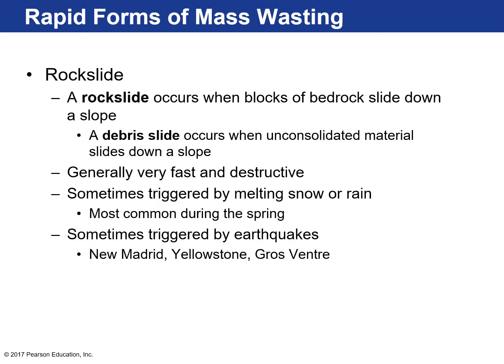Okay, rockslide is another fast form of mass wasting. These are dramatic, okay? They're very fast and destructive. They can be triggered by precipitation, and so that's why they're most common in spring. The water or snow provides a lot of weight and lubrication. Occasionally, they're triggered by earthquakes. Some notable ones: Gros Ventre, Yellowstone, and New Madrid.